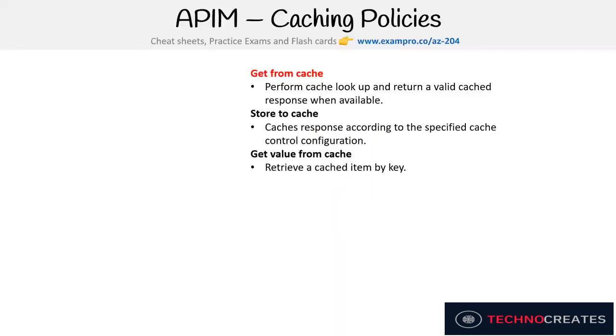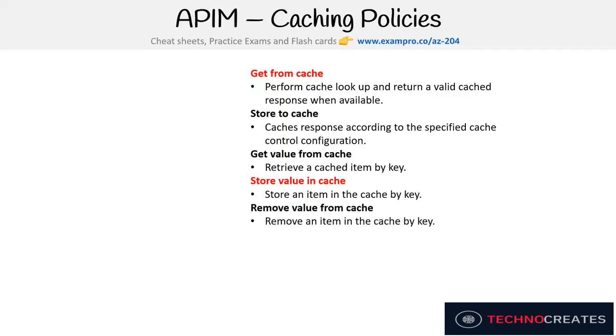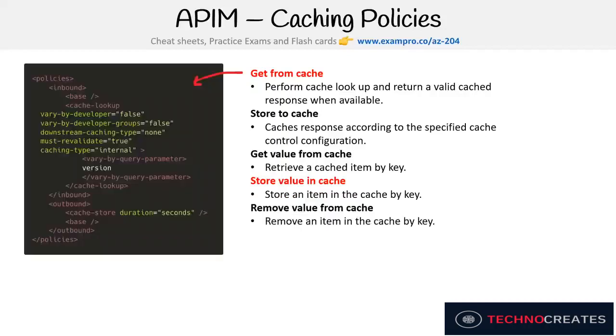Get value from cache, retrieve a cache item by key. Store value in cache, store an item in the cache by key. Remove value from cache, remove an item in the cache by key.